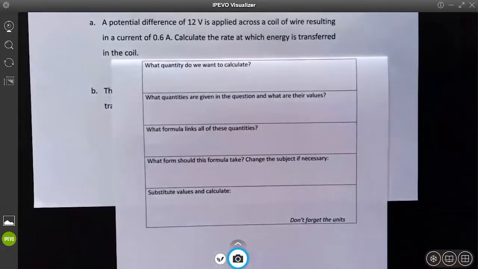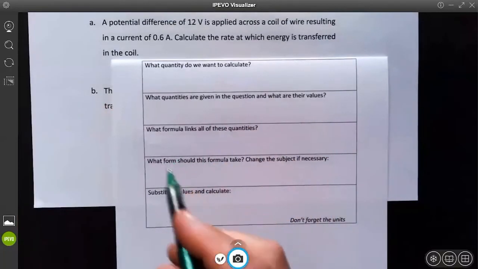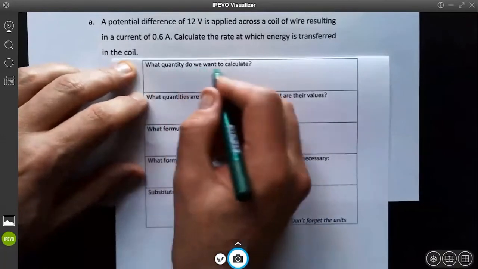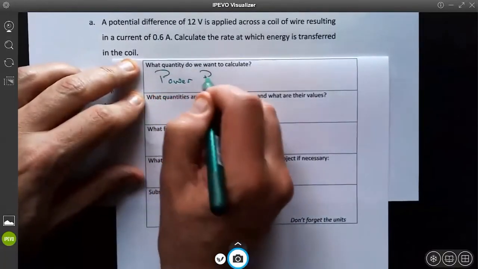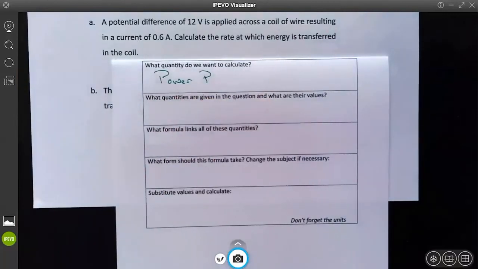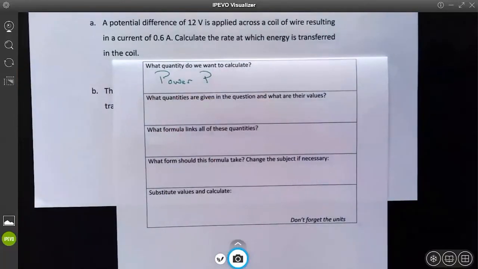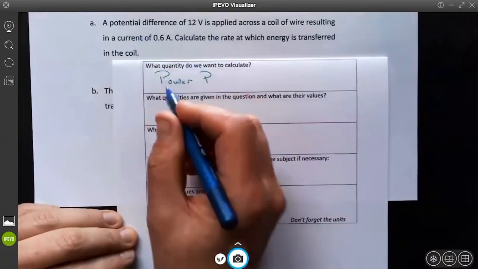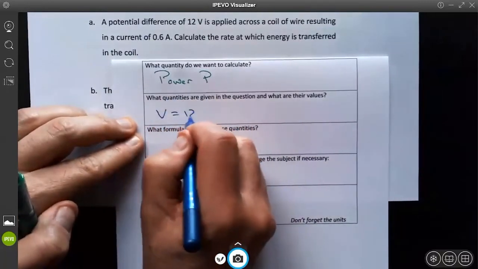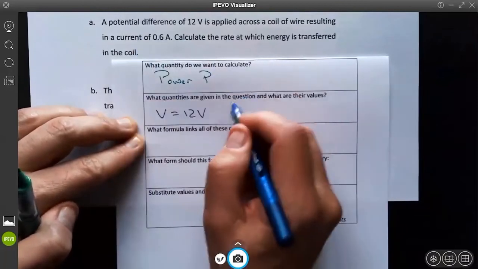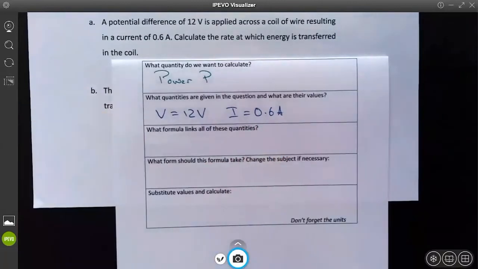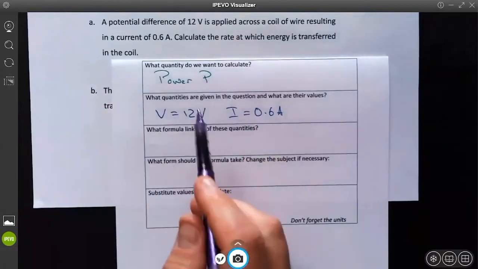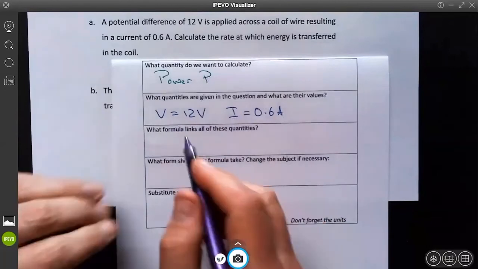The rate at which energy is transferred, how much energy is transferred in a certain amount of time, is actually the power. And so, what quantity do we want to calculate? We actually want to calculate the power, symbol P. What quantities have we been given in the question that will help us with this? We've been given a potential difference, V equals 12 volts, and we've also been given a current, I equals 0.6 amps. And so what we're now looking for is the formula that links P, I, and V.